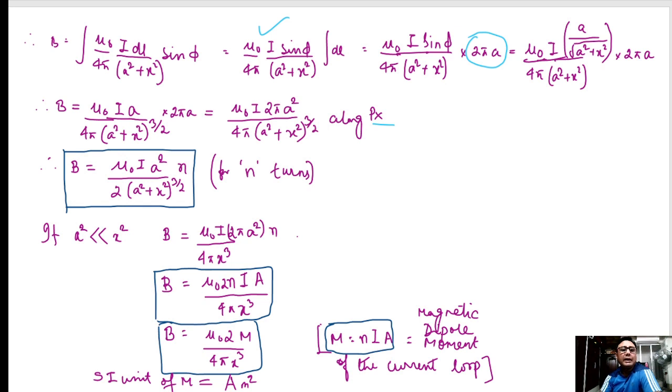If I take n turns, this is the magnetic field. Clear? This becomes the magnetic field if I take n turns. So this is the magnetic field at a distance x from the center due to the whole circular wire. Clear? Now if the radius is very, very small compared to the distance from the center, then we can omit a square and we can write it like this.